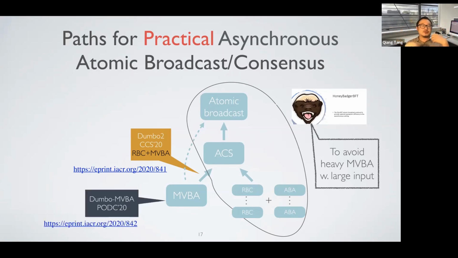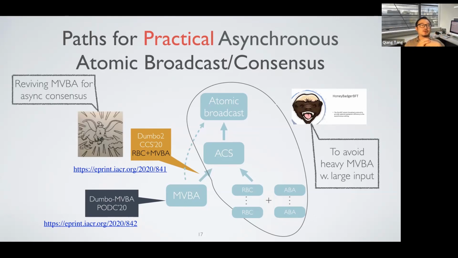Right? Actually, we also opened the box of MVBA itself. We found out that the communication of MVBA itself might not need to be that heavy. So basically, the Dumbo protocol, these two put together, shows MVBA is actually the right path for asynchronous consensus protocols.